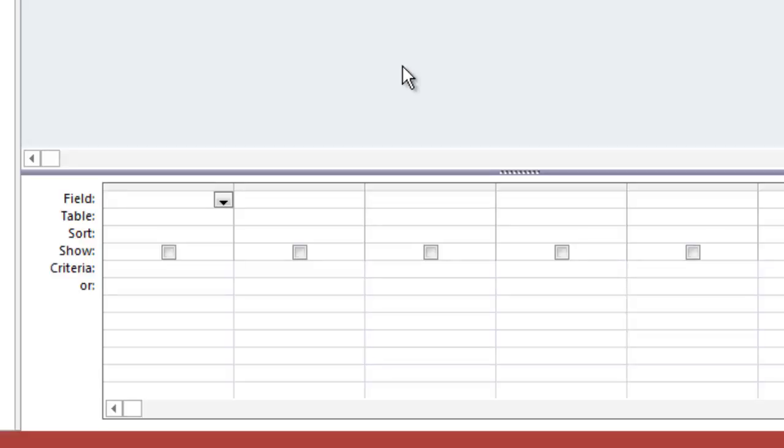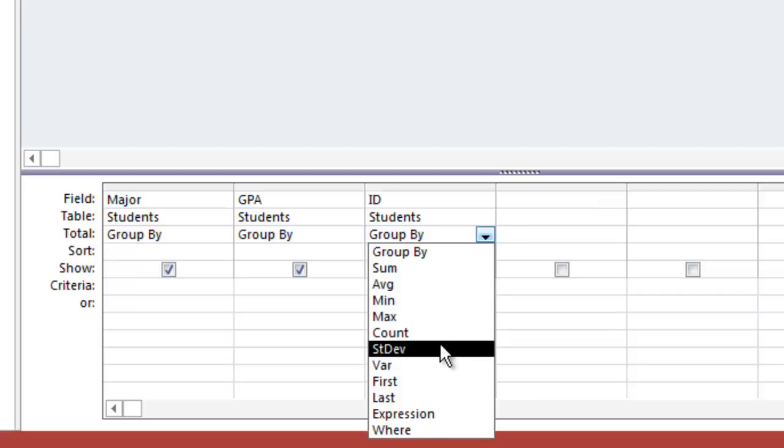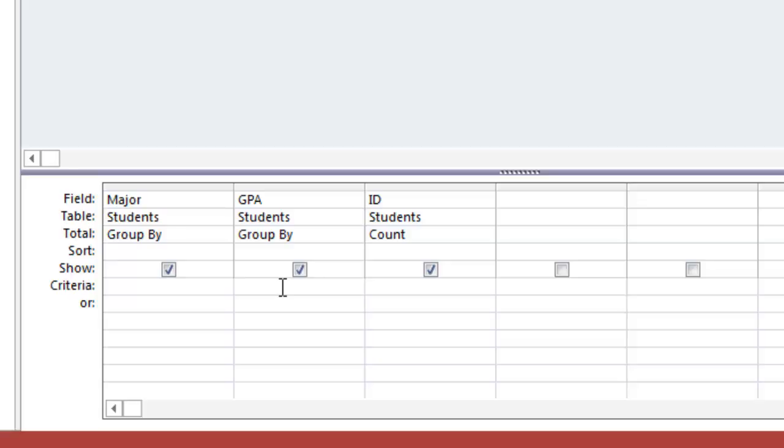In both queries, remember, we have the same fields. We want to group students by their major, have a criteria based on their GPA, and count the students, which means we'll use the primary key. In both queries, we want to click the totals button so our totals row shows up here so we can group by the major, and ID should be count. In addition, for both queries, GPA should be greater than or equal to 2.5. The difference in the queries is what we're going to choose here in the total row.